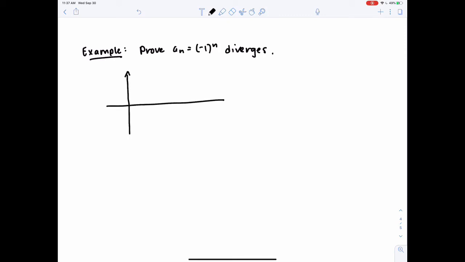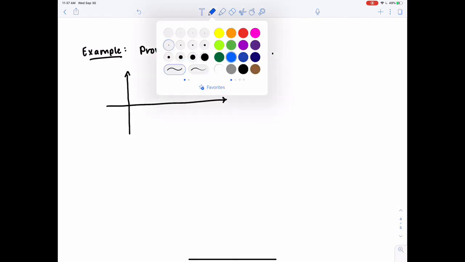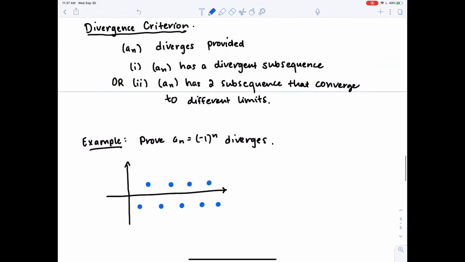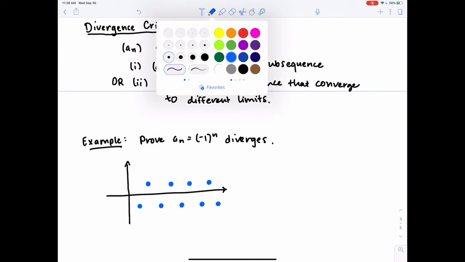So just a reminder about what the graph of this sequence looks like. It's just oscillating between -1 and 1. So here we're at -1, then we're up here at 1, then down here at -1 and up, and we're just going like that, back and forth. So I claim that this diverges, and I'm going to use the divergence criterion. So I would pause, think about how you would do this, and then come back and see the solution.